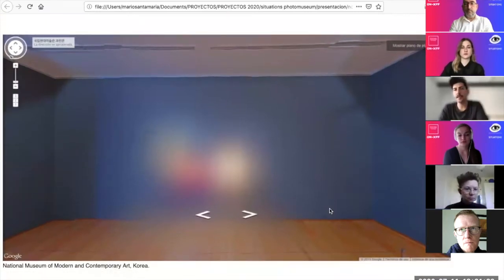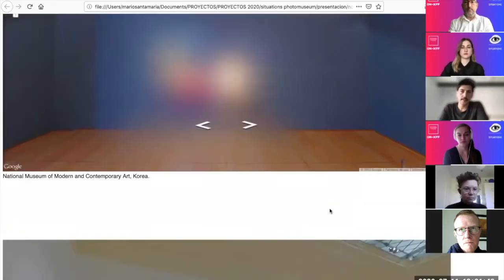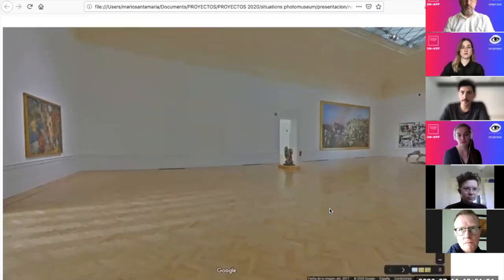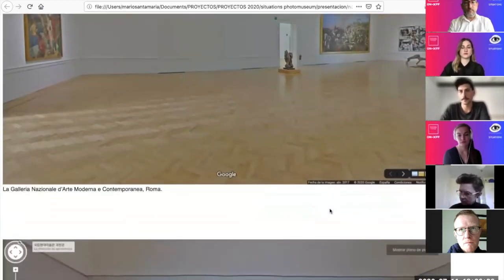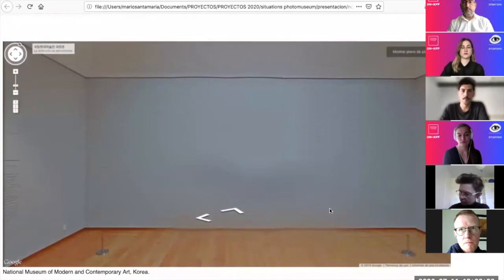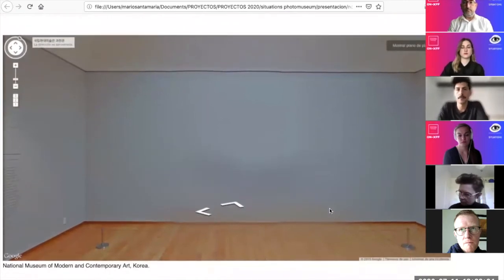In the series we can also see how the technique to blur the image becomes more sophisticated. Like a flat surface. Or here, it's complicated to know what the artwork is.